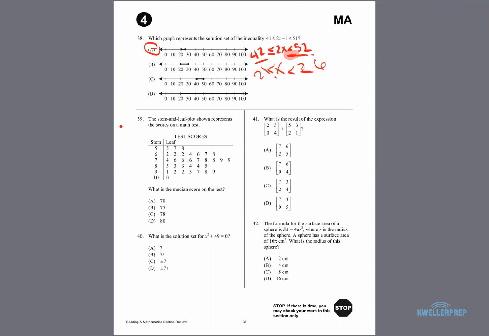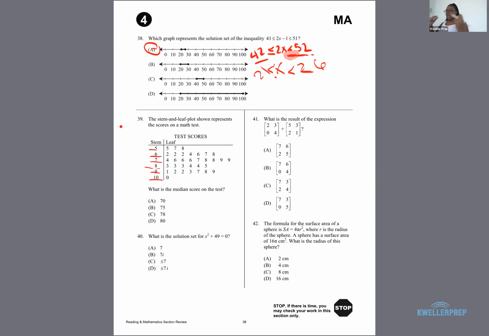Yep. All right, cool. Now, 39. So 39 is a stem and leaf plot. Essentially what that means is that the stem will be the tens place and the leaf will be the ones place for the data. And this is math scores in a test. So this, for example, would be the 50% mark, 60% mark, 70% mark, 80% mark, 90% mark, and 100% mark.